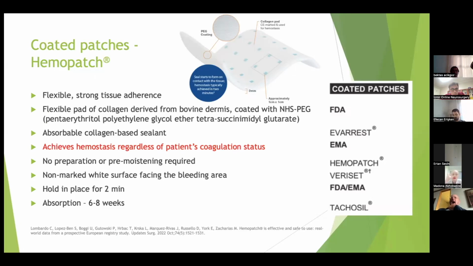So Hemopatch is flexible and has strong tissue adherence, and it is a flexible patch of collagen derived from bovine dermis, and it is coated with a compound called NHS-PEG. And it is absorbable, and it achieves hemostasis regardless of the patient's coagulation status. That is very important. And it does not require any preparation or pre-moistening.